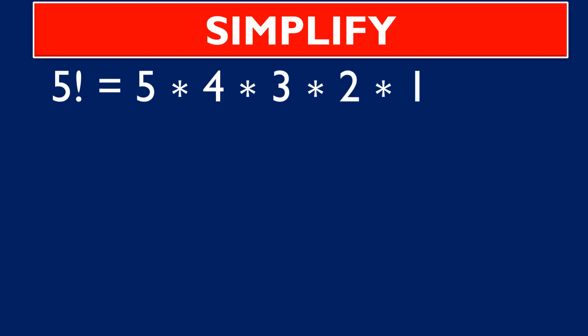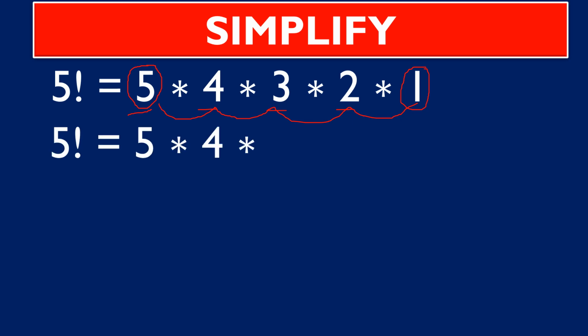We have 5 factorial, and that is equal to 5 times 4 times 3 times 2 times 1. That is to say, we're starting from 5 because it's 5 factorial, and we keep going one step backwards until we get to 1 as the last digit. Starting with 5, taking one figure backwards, we keep going one figure backwards until we get to 1. So that is 5 factorial.